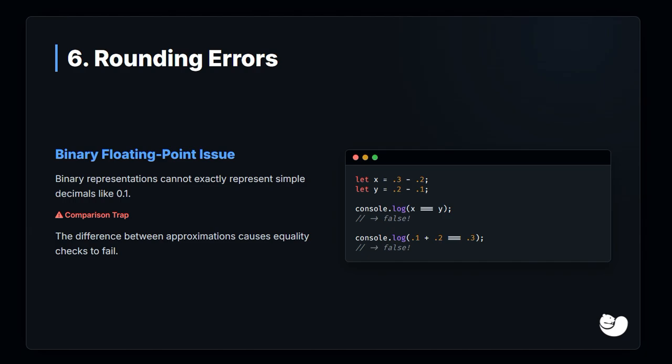If your code checks if the result strictly equals 0.3, it will return false and break your logic. To solve this, you should never compare floats directly for equality. Instead, check if the difference between them is smaller than a tiny acceptable margin of error, often called epsilon. Alternatively, for financial calculations involving currency, it is best practice to convert everything to integers before doing the math to avoid these fractional artifacts entirely.